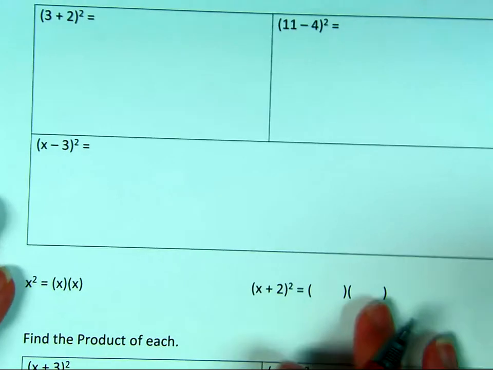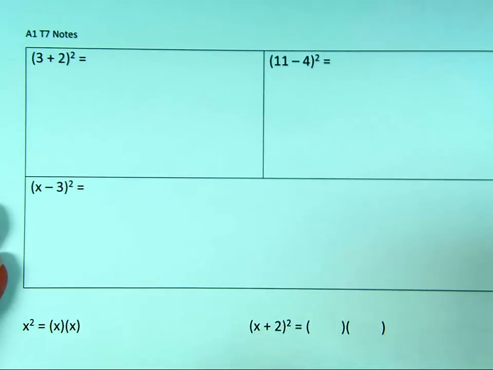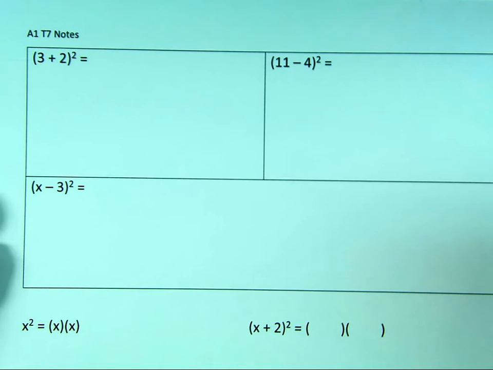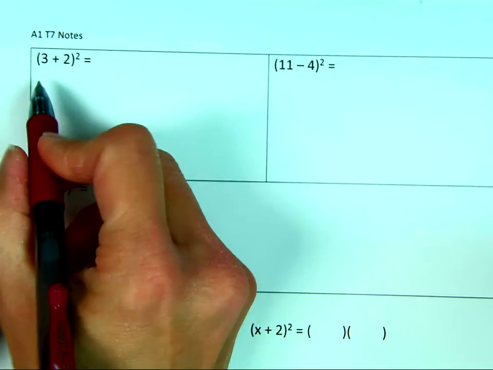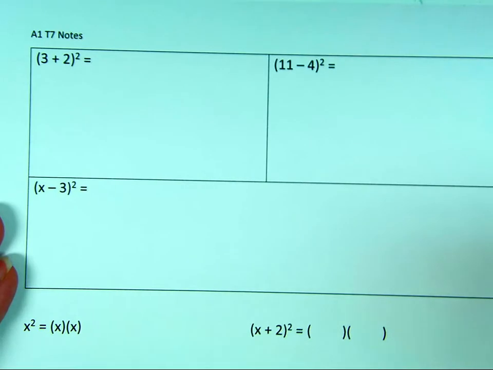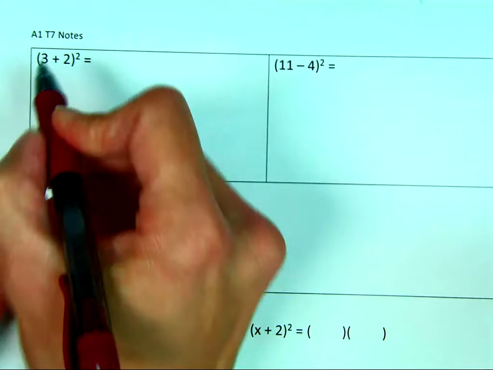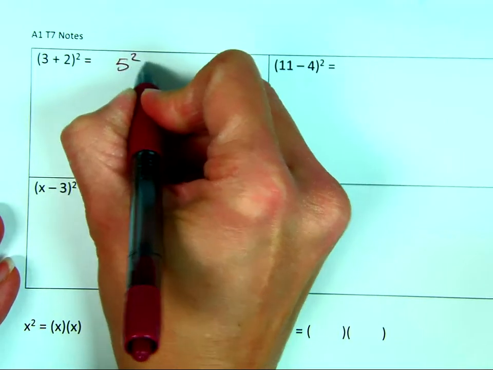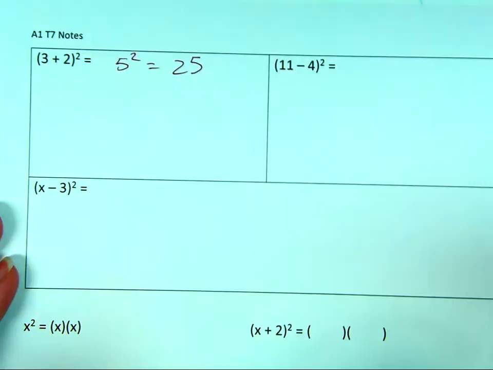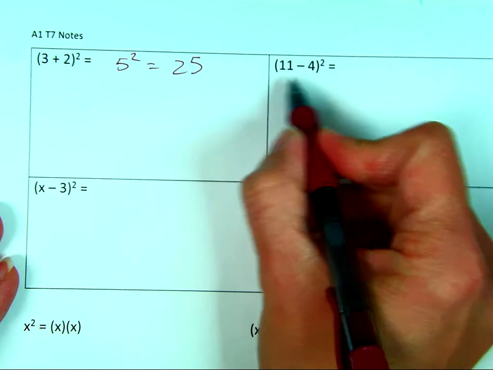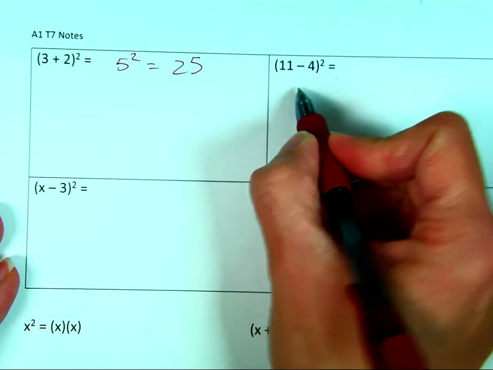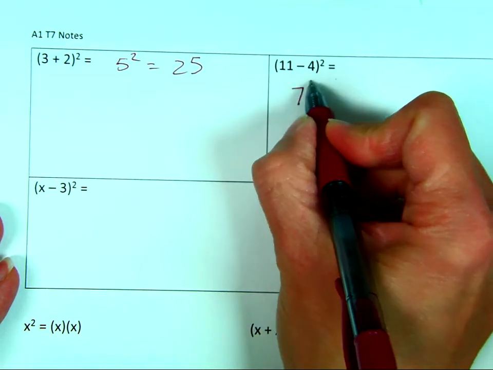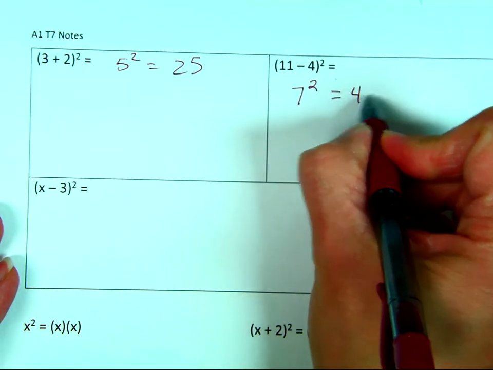Okay, on to a different thing that I want you to think about. What is (3 + 2) squared? How would I do (3 + 2) squared? Well, order of operations says I always do what's inside the parentheses first. So 3 plus 2 is 5, and 5 squared is 25. And what is (11 - 4) squared? Well, I have to subtract first. 11 minus 4 is 7, so I'd square it, and that is 49.